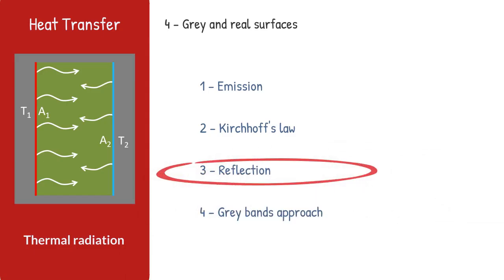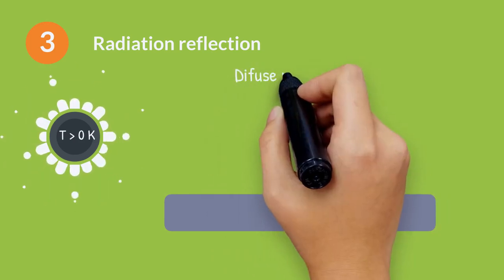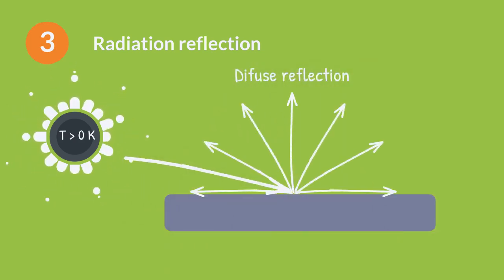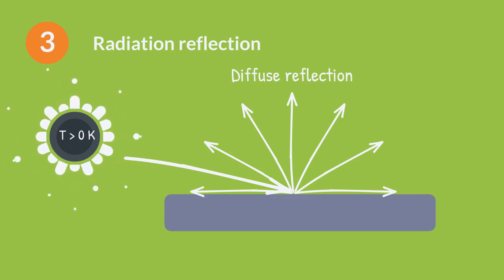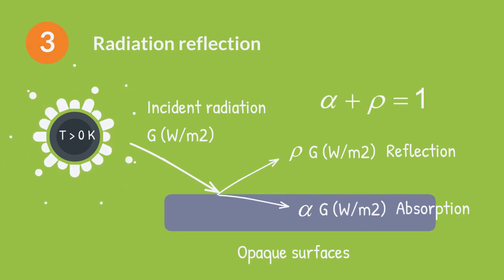On opaque surfaces, not all of the radiation is absorbed, so some is reflected. The reflection can be specular or diffuse. As in emission, diffuse reflection implies that the reflected energy is uniformly distributed in all directions in space. In this course, we will work with diffuse surfaces, with diffuse emission and reflection. For opaque surfaces, tau is 0, so the sum of the absorptivity and the reflectivity is equal to 1.